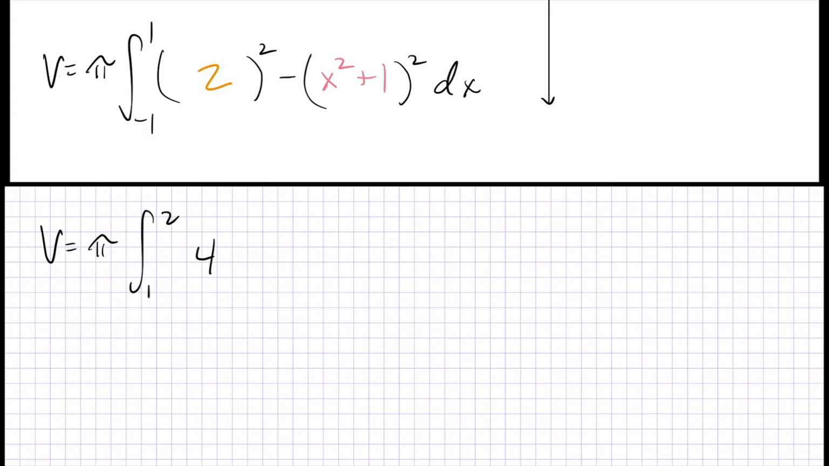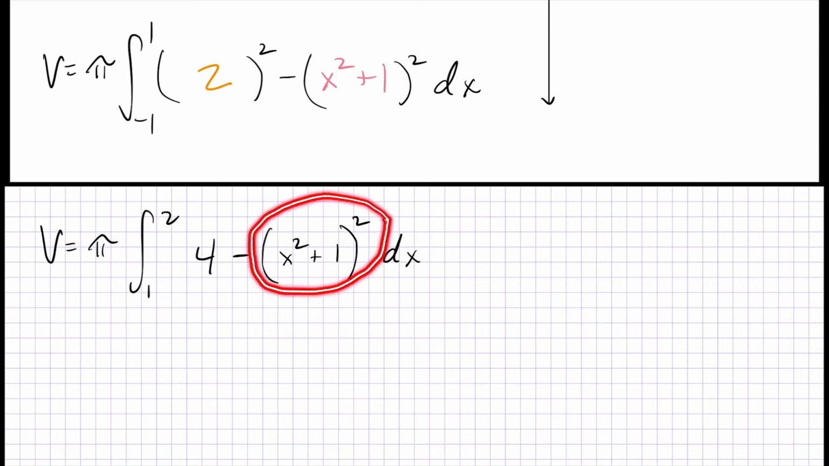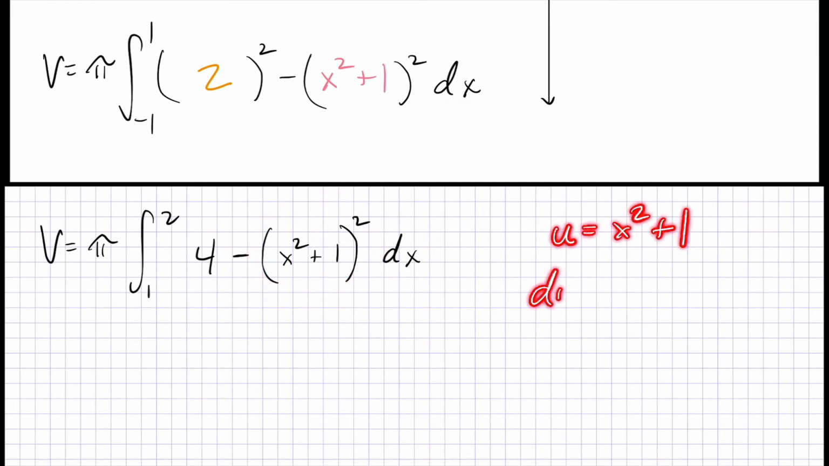2 squared is 4 minus x squared plus 1 squared dx. Before I do any type of antiderivative, I've got to multiply this out, because u substitution wouldn't work. If I let u be this and du be this, I don't have another x to cancel out this x. So that won't work, so I have to multiply it out.